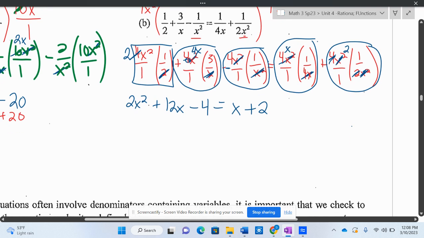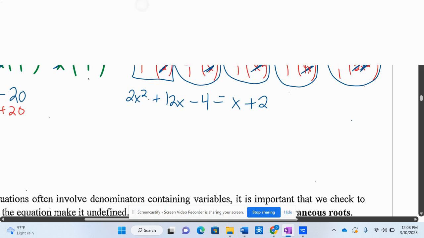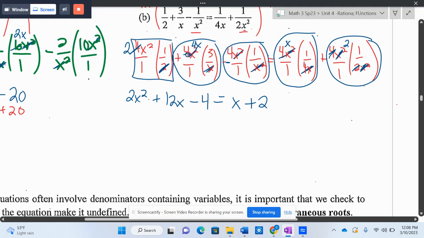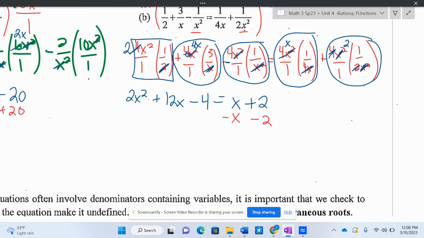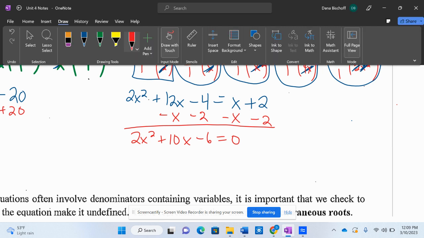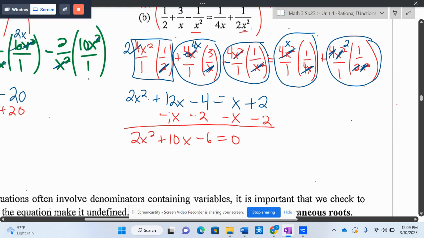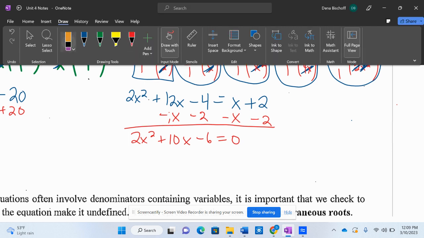Okay, I know this is long, guys. I know that. Stick with me. So combine like terms and set it equal to 0. Well, we really don't have any like terms to combine, but we can subtract x from both sides and subtract 2. So minus x minus 2, because we want it to be equal to 0. So 2x squared plus 10x minus 6 equals 0. Oh, sorry. Yes, thank you. This is a negative 1. 11. Thank you. I can't find my eraser.